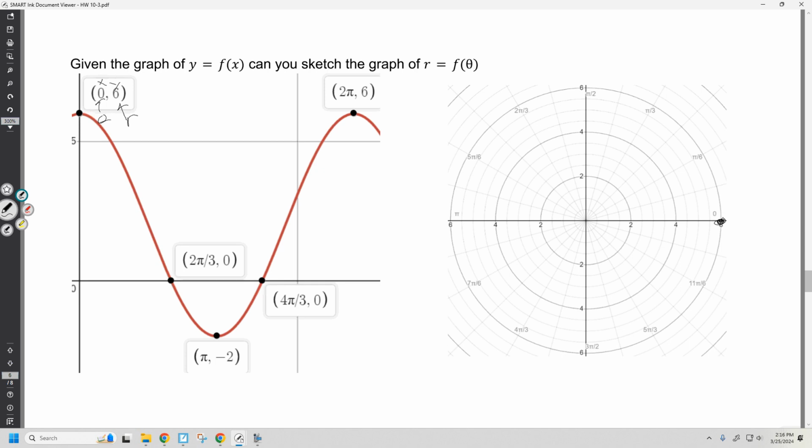Angle 2 pi over 3, radius 0. Here's the key, guys. Between 0 and 2 pi over 3, your radius needs to decrease. If you want to include something like pi over 3, we would have 2.5. And it would look something like that.